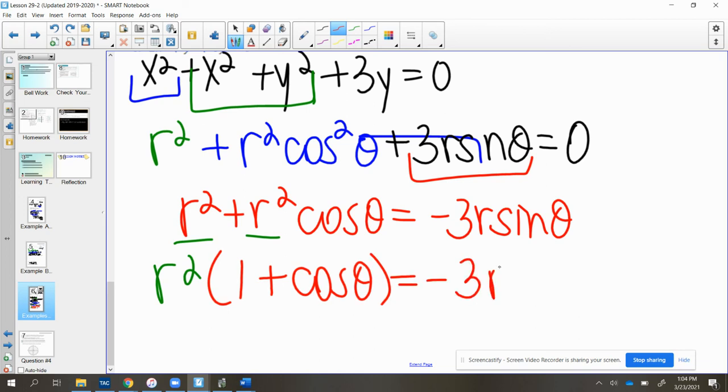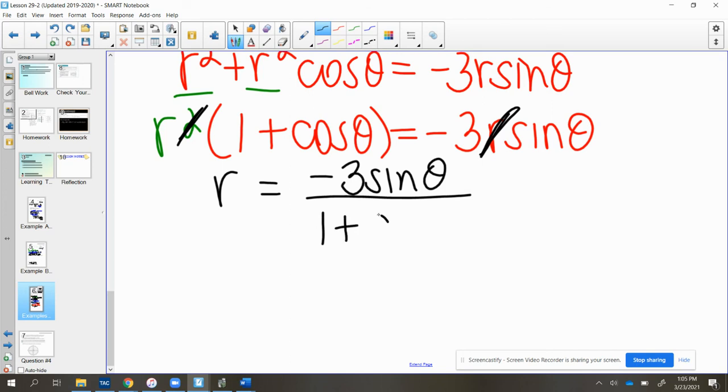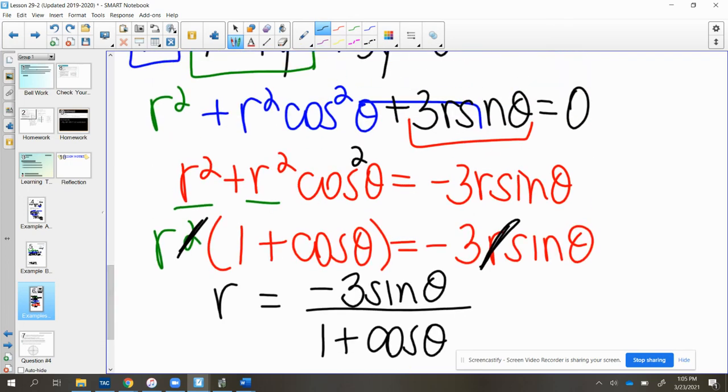And now that we have that factored out, we can cancel this r on the right with one of our r squareds on the left. And then last but not least, get r completely alone by dividing away our parentheses. We have 3 sine theta divided by the 1 plus cosine theta that we had in parentheses. Oops, excuse me. This was cosine squared. I dropped my squared. Don't do that. That's still cosine squared through this whole thing. So sorry. So keep the cosine squared theta. Okay. All right, and that's where we're going to leave that one.